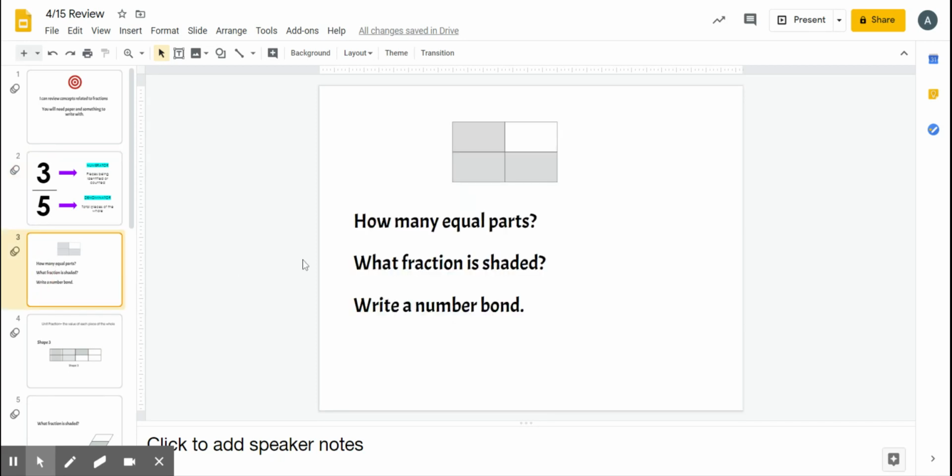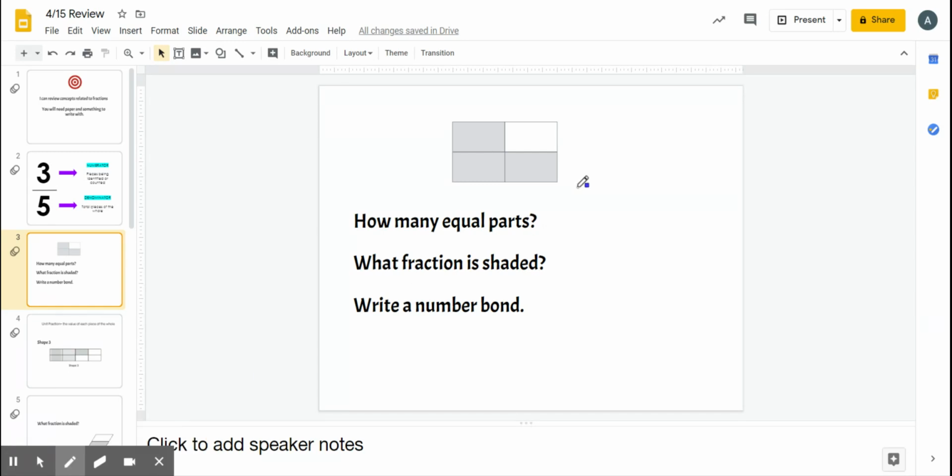Now, on your piece of paper, I want you to look at this shape and answer the following questions. How many equal parts are there? What fraction is shaded in this shape? And write a number bond for this shape, identifying the shaded part and the unshaded part. Pause this video and do that now.